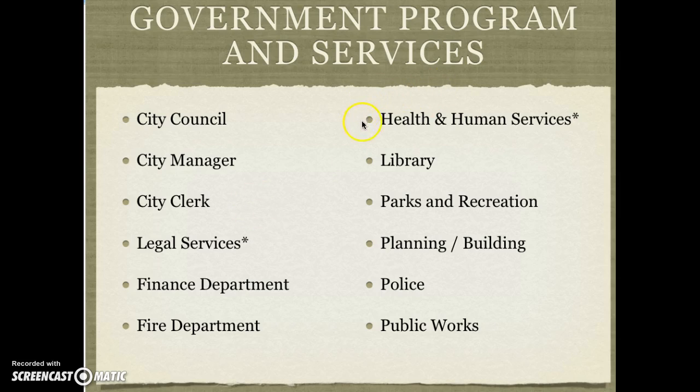Some local governments aren't into health and human services. In other words, that's usually a function of the county or in some cases the state. So here we're talking about those services that are offered to indigent people, maybe welfare or medical services, things such as that. So you may not find those at the local level. You may find those more at the county level or at the state level. But most of the others you will find in terms of finance, fire department, public works, police, building and planning, parks and recreation, library, and so forth.